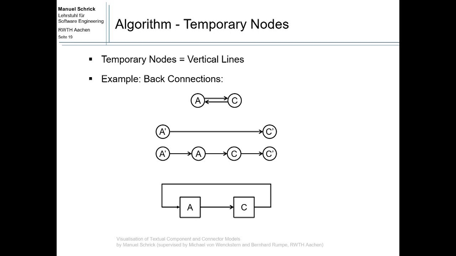A second advantage that this approach has is that we can include these temporary nodes into the heuristic itself, which means that we can not only use the size of the components as a measure of aesthetics of the layout, but we can also use the length of these connectors, as the size of the temporary nodes directly corresponds to the length of the connector going back.